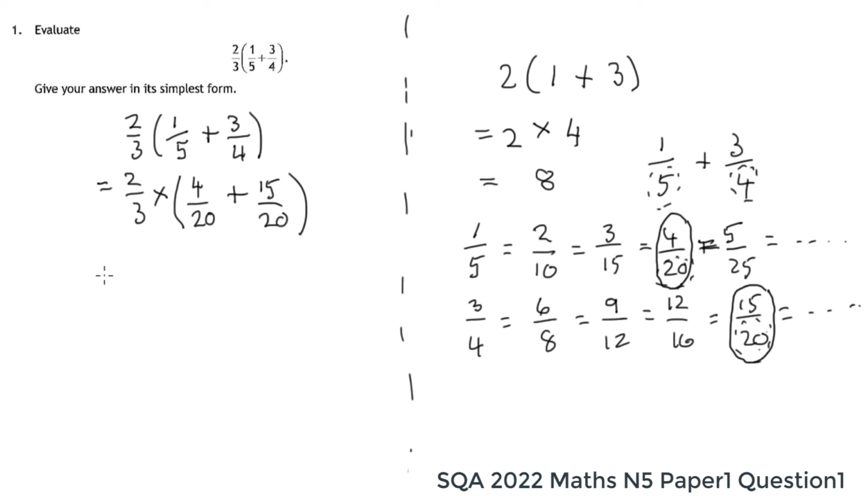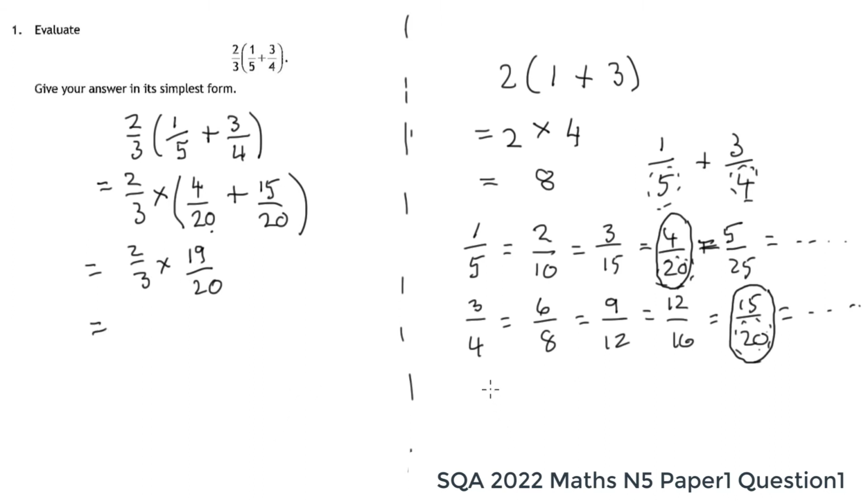15/20. So we're now able to look inside the brackets and say, well, if we've got 4/20 and we're adding another 15/20, 4 of them plus 15 of them gives us 19/20. And we're now left with 2 fractions to multiply.